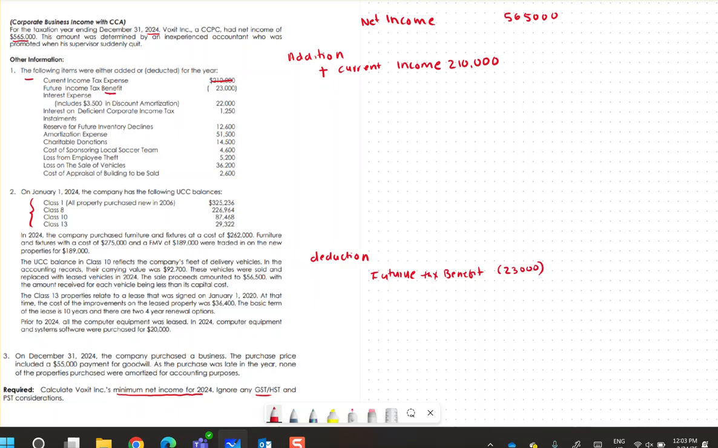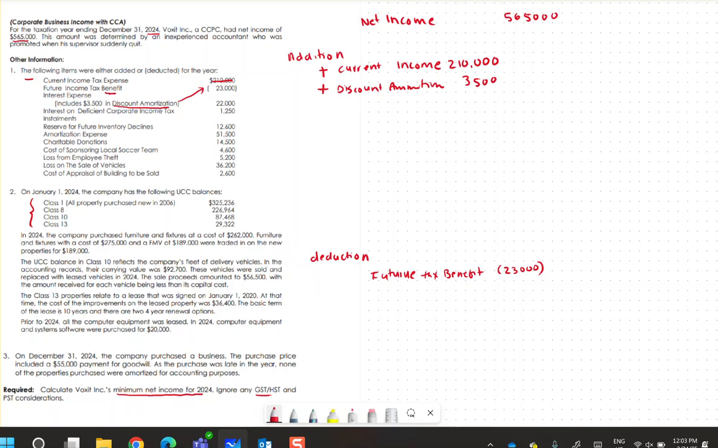Now we have an interest expense that is allowed, but we have a discount amortization included in it. If it's included in there, I need to add back the discount or premium amortization. You could have a premium or you could have a discount. If you have a premium, you take it out. If you have a discount, you add it back. How much is that? It's your 3,500.